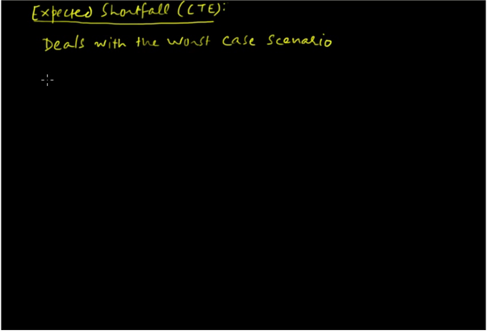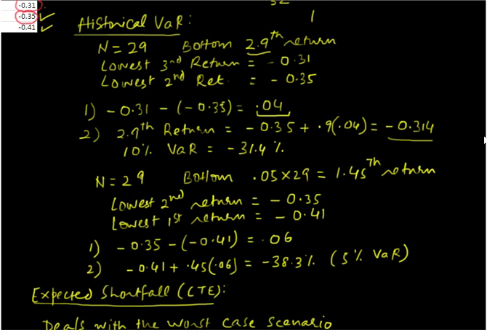The expected shortfall deals with the losses in the worst case scenario. If you recall from the previous video, the historical 10% VaR told us that there was only a 10% chance that the loss could exceed 31.4%. Let me scroll up and show you that computation. This is that computation here. The 10% VaR was 31.4%, which meant that 90% of the times our maximum loss will not exceed 31.4%.